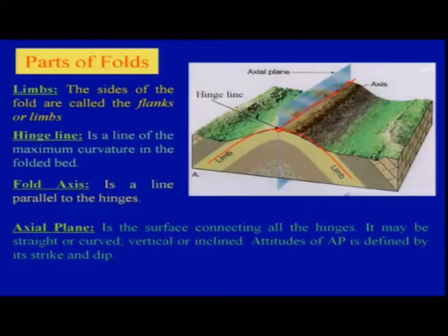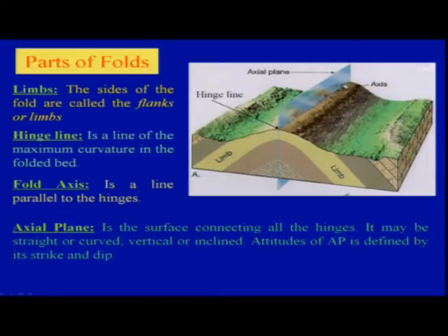So for this outer fold curvature, you have this hinge point, and then you have more hinge points. If those are connected, along the axis, then that plane, which is again an imaginary plane, is termed the axial plane. The axial plane again could be straight, curved, vertical, or inclined. The attitude of the axial plane is defined by its strike and dip. So whenever you have inclined beds as well as an inclined axial plane, that will also help in classifying the different types of folds.